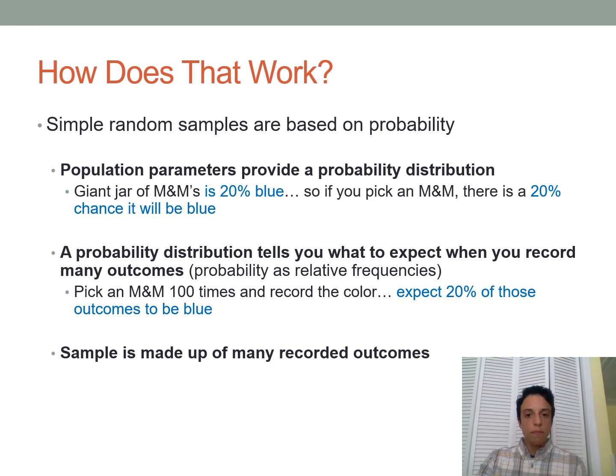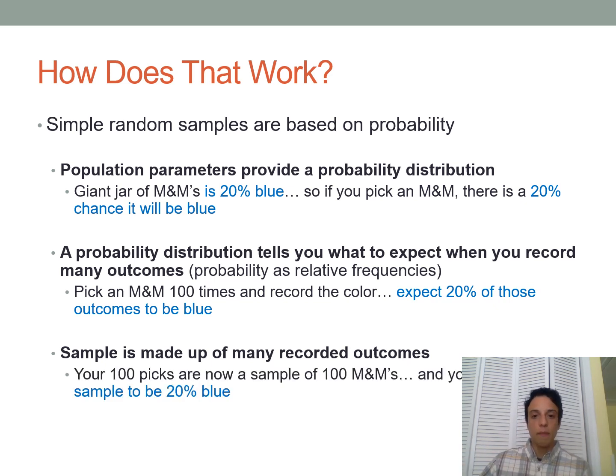And a sample is made up of many recorded outcomes. So this is what ties us all together and what brings us to our representative simple random sample. When you're taking a simple random sample, you're repeating some process many times. You're picking M&Ms out of the jar many times and recording outcomes. You're picking people out of the United States population many times and recording some outcome for each person, say support or oppose the death penalty.